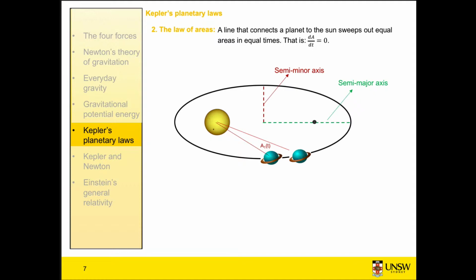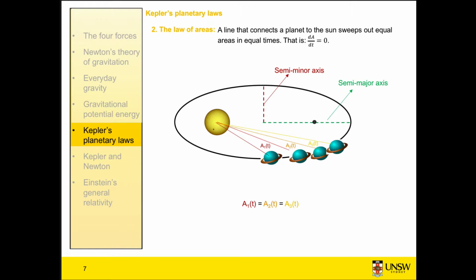And as the planet continues to move, for example to here, the area it sweeps out is now defined as the area between the red and orange lines, and so on. And Kepler's law says that each of these areas is equal. So that allows us to discover a few interesting features of the orbit.